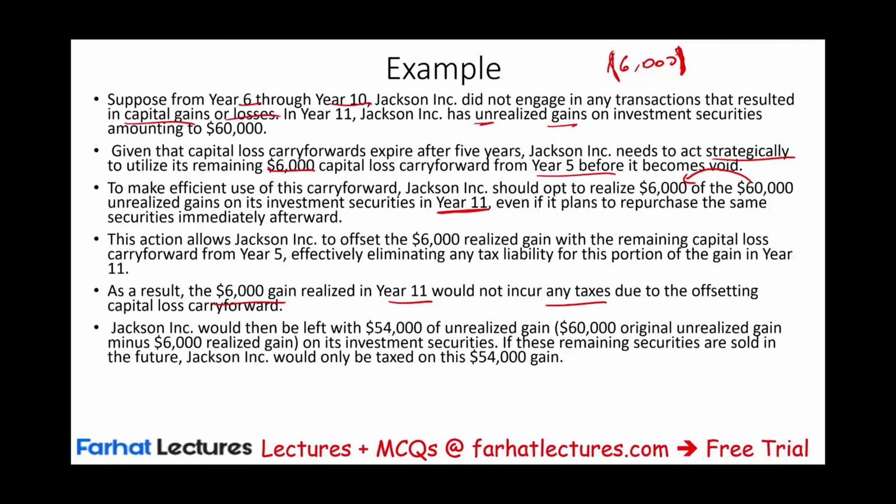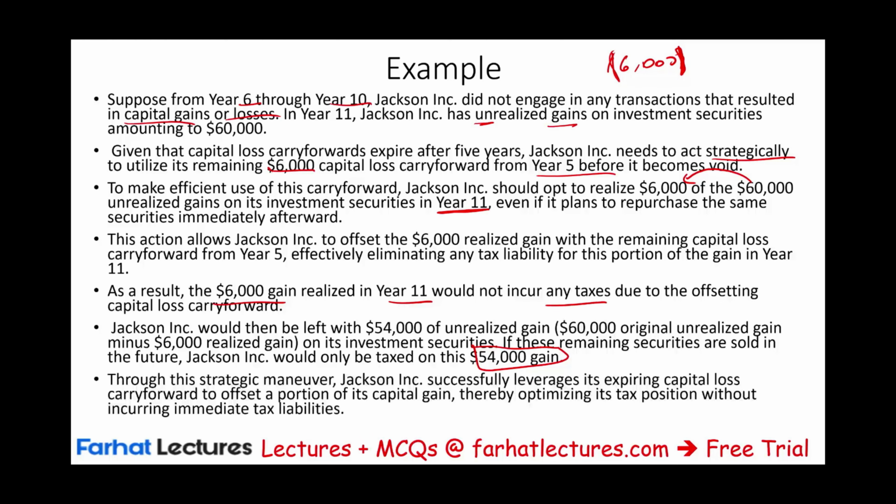Well, let's assume you don't want to repurchase the securities again. That's fine. You still have $54,000 of future gains. Hopefully, they will stay at gains. And look, having gains is not a problem at all. Sell them, get the gain, and pay the taxes. It's always good. But if you have a capital loss, yeah, we would reduce your income. Through this strategic maneuver, Jackson successfully leveraged its expiring capital loss carry forward to offset a portion of its capital gain. $6,000, that's fine. You save taxes on $6,000 because if you did not execute that trade and realize the $6,000 gain, you would have lost the $6,000 of carried over capital losses.